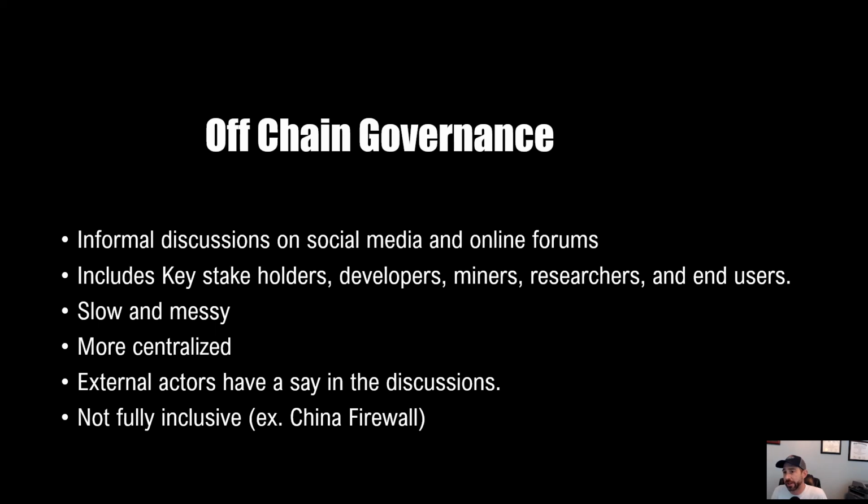Now, off-chain governance is a little bit different, right? It's more informal. It's discussions on social media and online forums. You're going to get key stakeholders, developers, miners, researchers, and end users. And it's slow, it's messy, it's more centralized, right? External actors can have a say in the discussions, which isn't always advantageous, or isn't advantageous at all. And it's really not fully inclusive because China has a firewall. So those people don't get to have a say in it, right? And so off-chain governance has its own issues also.